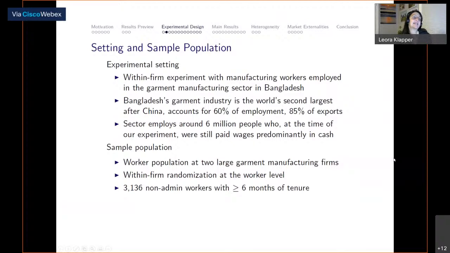Let me talk a little bit about the setting of the sample population. So we're working with 3 large garment factories. Garment factories are a critically important part of the GDP.